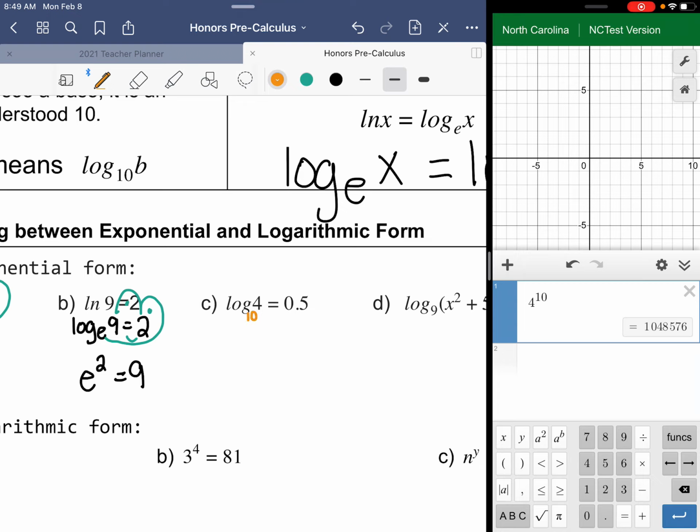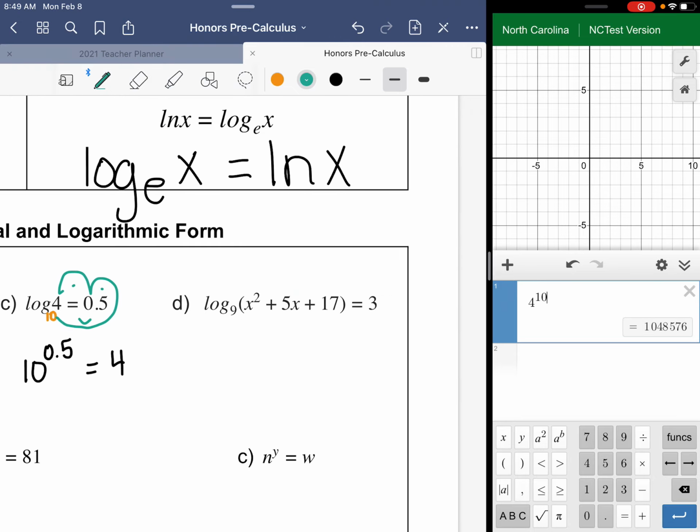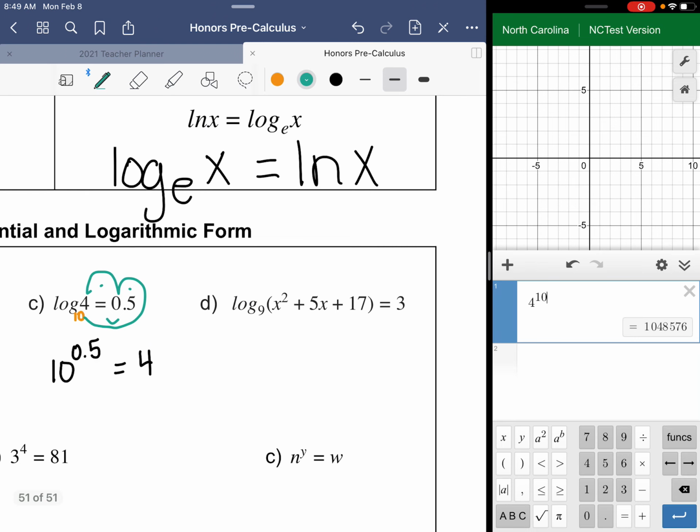All right, so for C, I don't see a base here, so I'm going to automatically understand that there's a base of 10. So my base is 10. My exponent is going to be 0.5 raised to 4. So again, 10 raised to 0.5 equals 4.